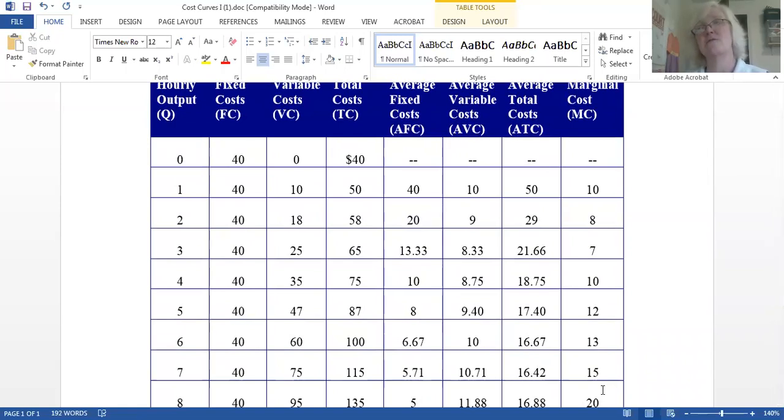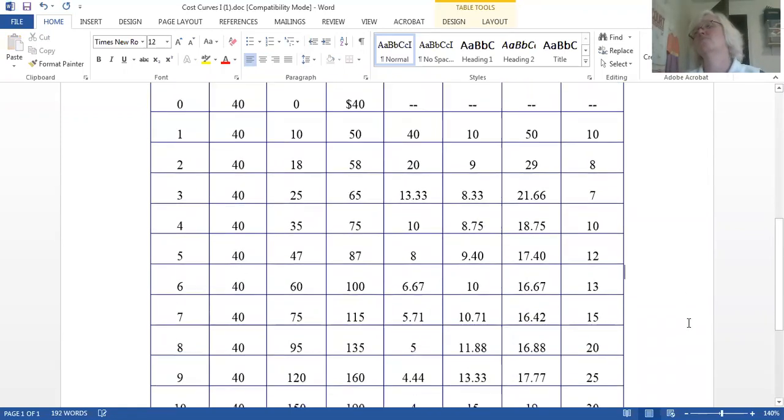Using the fertilizer example, the marginal cost fell, hit a minimum, and then started rising indefinitely. It had that fishhook shape to it, okay? So there we go, ta-da, we're done.